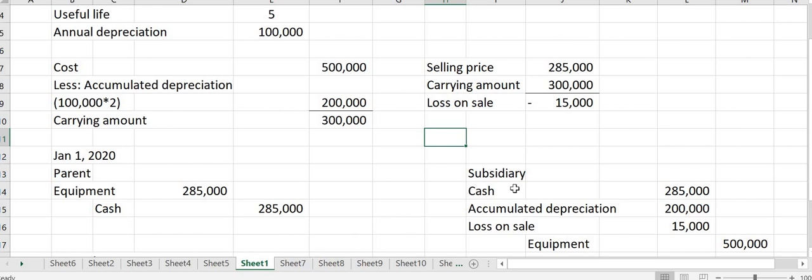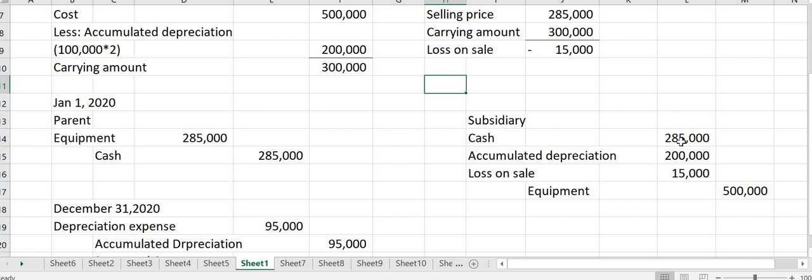So the subsidiary, being the selling affiliate, will debit cash for the proceeds, 285,000. And then accumulated depreciation for 200,000. So we eliminate the accumulated depreciation, and at the same time we will eliminate the cost of the property. So we'll debit accumulated depreciation for 200,000. Of course, we'll debit loss on sale, which is actually 15,000. And then we'll credit equipment for 500,000.